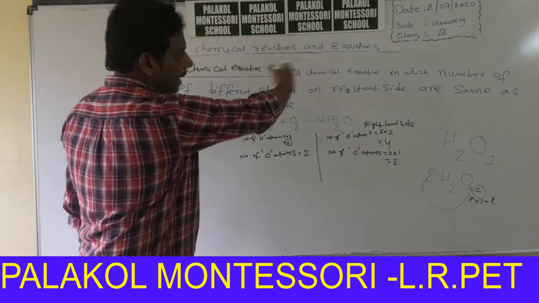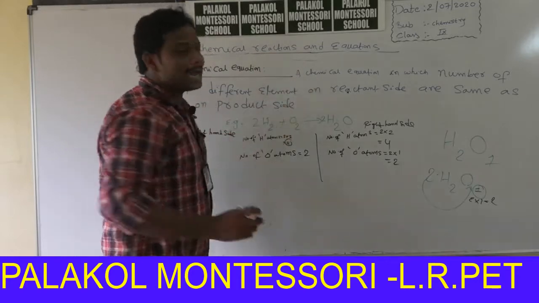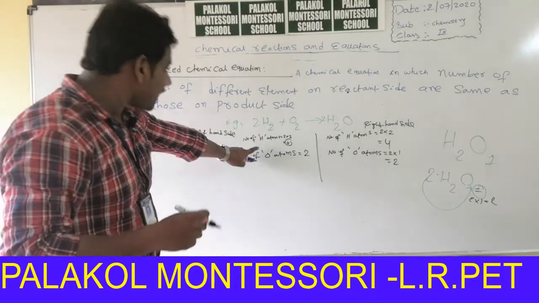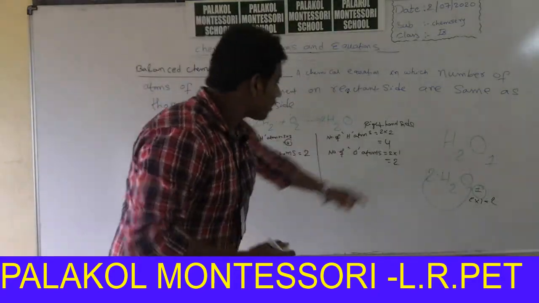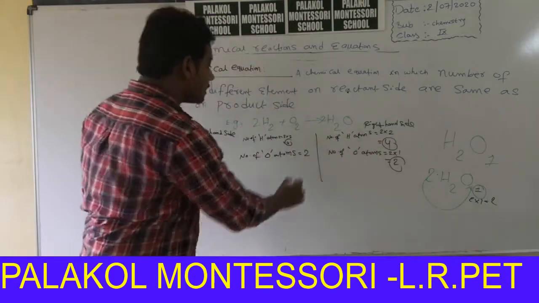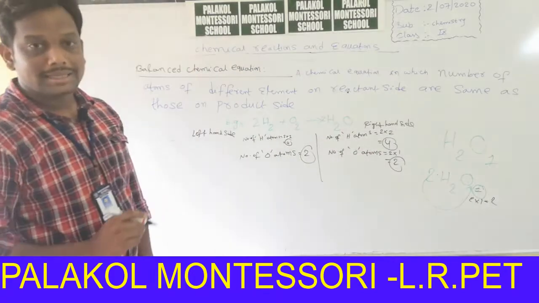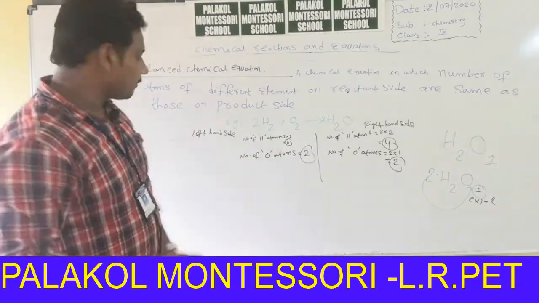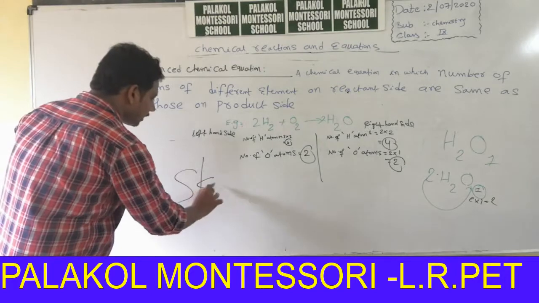So once again I will explain the definition. A chemical equation in which the number of atoms of different elements on the reactant side are the same as on the product side. Numbers are the same. This is called a balanced equation. If an equation is not balanced, that type of equation we will call a skeleton equation.